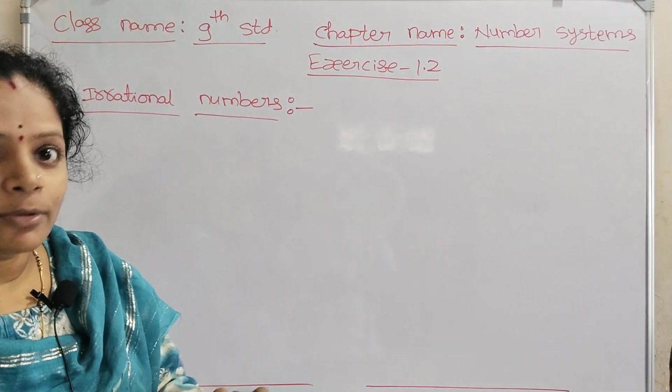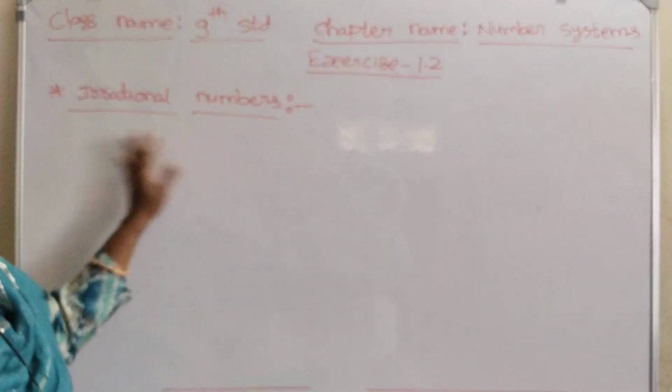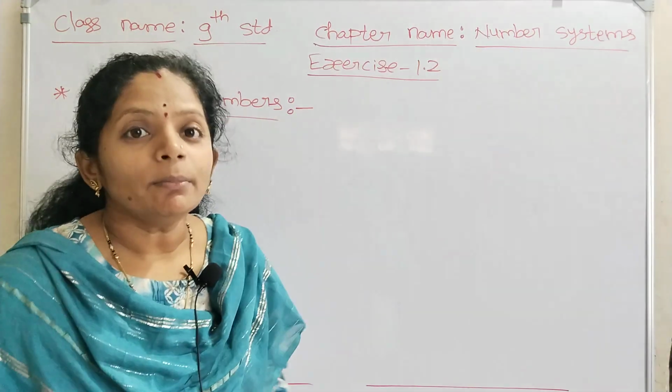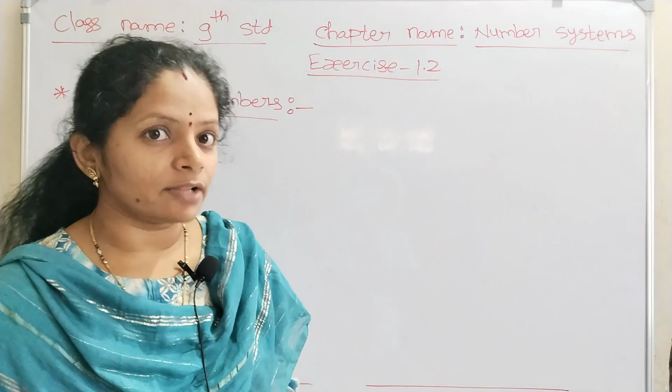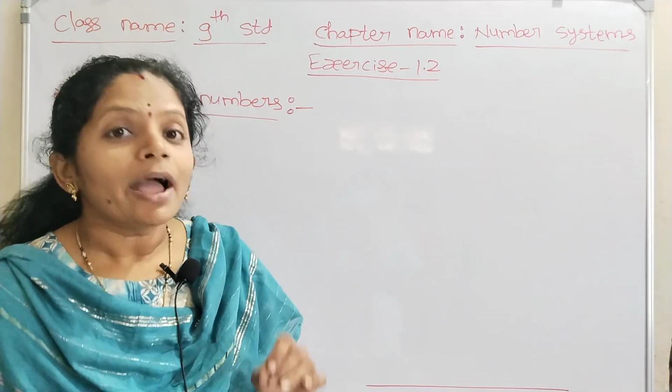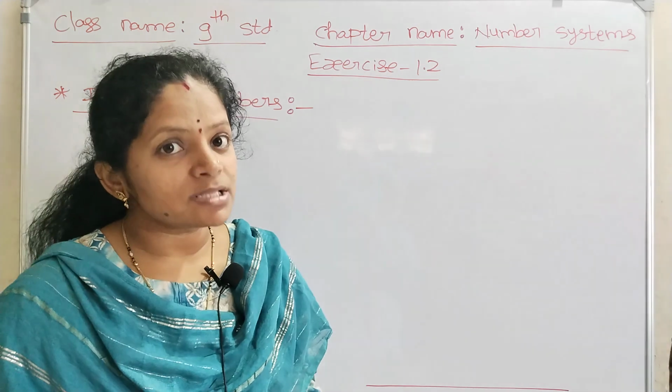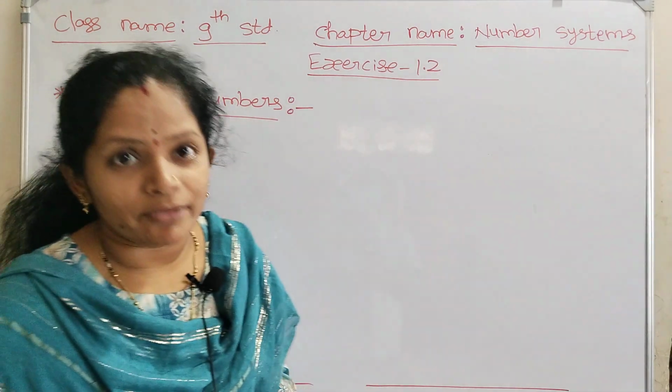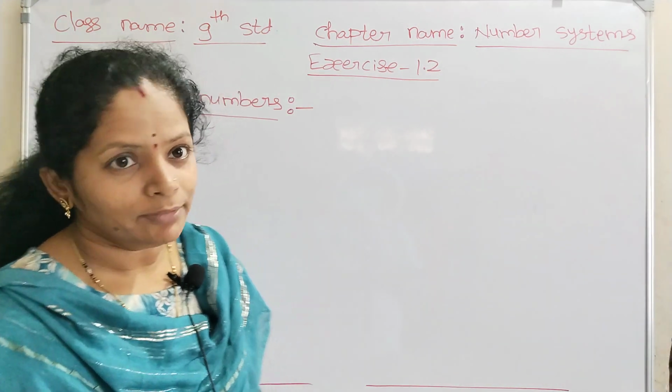Before solving exercise 1.2 from the 9th standard, chapter Number Systems, let us talk about some important points related to it. What are irrational numbers? The numbers which cannot be written in the form of p by q are called irrational numbers. Actually, irrational numbers are defined in three ways. I will tell you one by one.